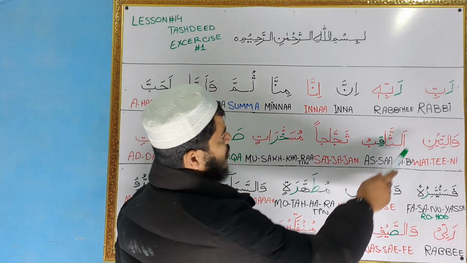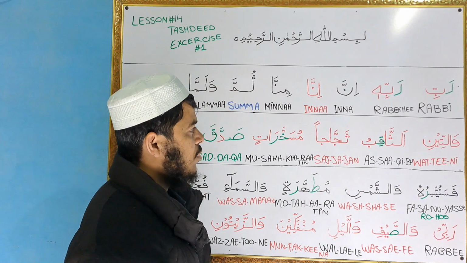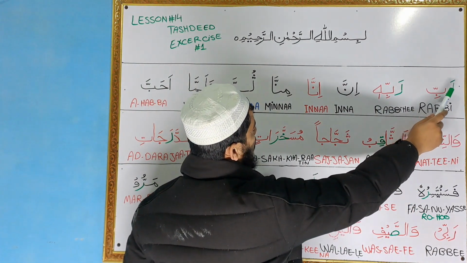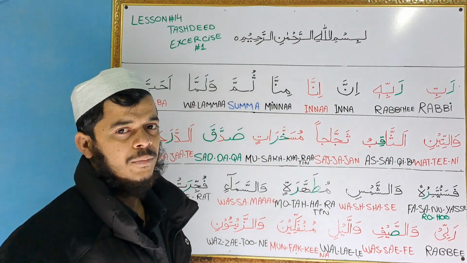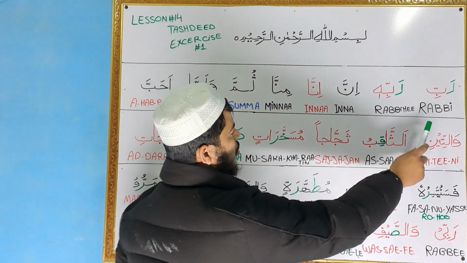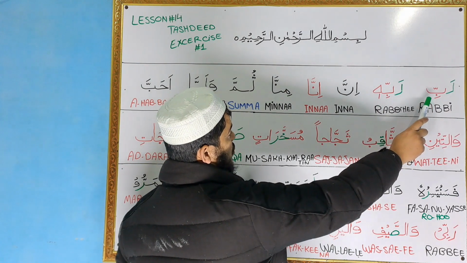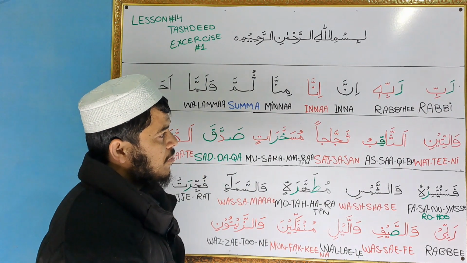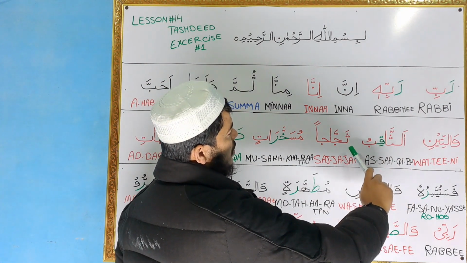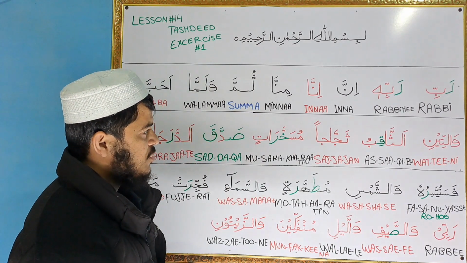You know, whenever the letter shadda comes, we always connect with the previous letter. So ra with fatha will be connected with ba. Ra, ba, fatha, rab. Ba, kasra, bi. Rabbi. So basically you know that whenever the shadda sign comes, we merge the sound. We do not separate. We will not say rab-bi, we will say rabbi. The sound will be merged together.